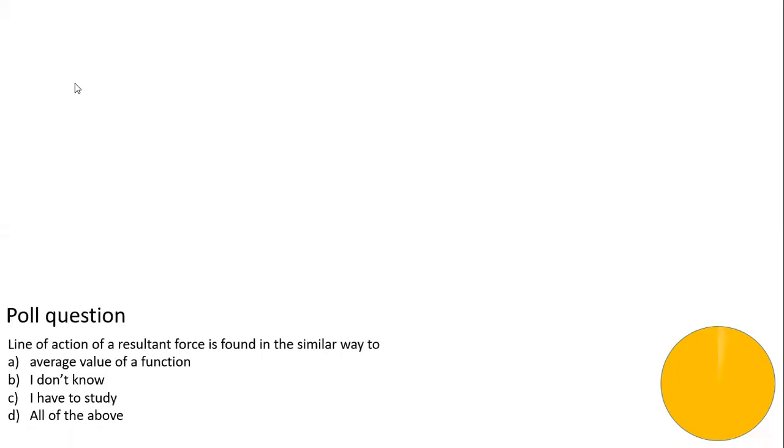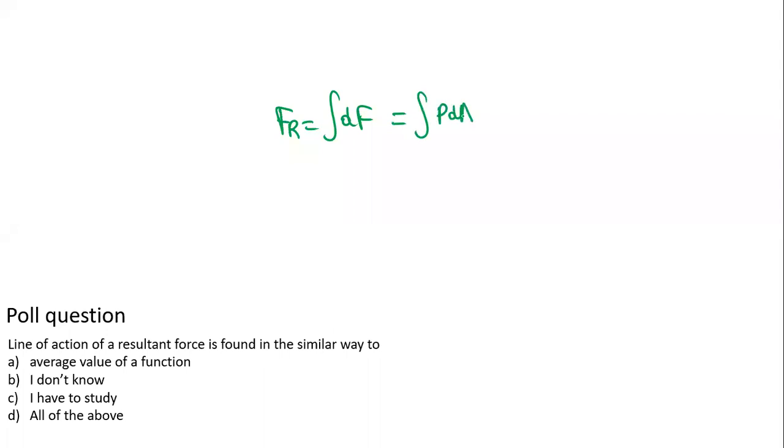one more question here, if you remember, was to find the line of action of a resultant force, which is found in a similar way. If you are trying to find a resultant force FR, what we are doing is integrating the small forces dF. Yes, we have done it, but I'm just reviewing it. So FR is the sum of the small forces dF, and in the case of pressure, you just add p dA.